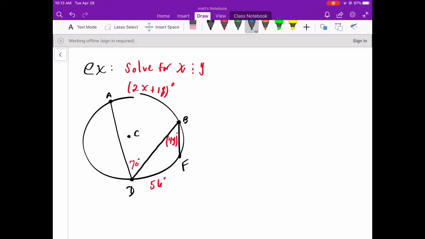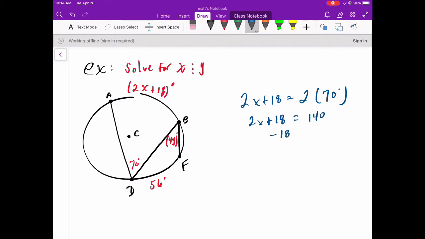So I'm just going to start to solve for x. So 70 is the inscribed angle. And remember that the arc, 2x plus 18, is twice as big as the inscribed angle. So that's the setup there that we're going to use to solve for x. So that means 2x plus 18 is equal to 140.